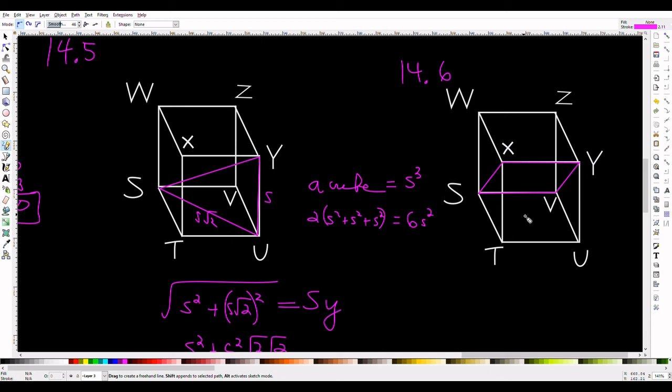What is the area of our shape if SV equals 4? Well, if SV is 4, then SX is 4 root 2. And so we'd multiply those together and get 16 root 2.